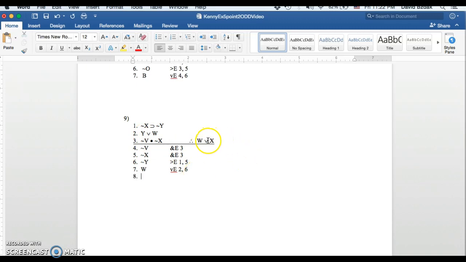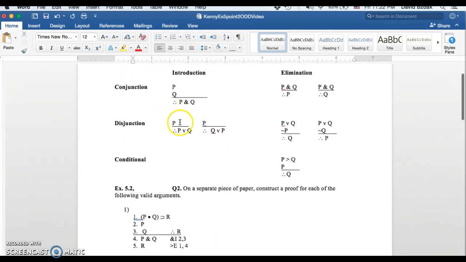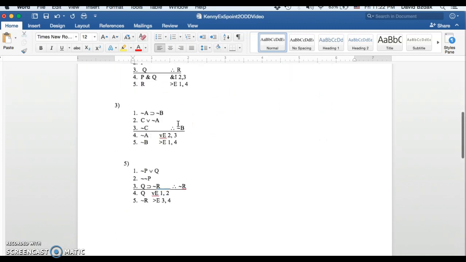Now remember, this conclusion is a disjunction. So the disjunction introduction rule allows us to put any sentence we have into a disjunction with any other sentence. So we had W, so we can put that into a disjunction with X by disjunction introduction. And that's only one number, 7, because that's all we needed, right? The disjunction introduction rule requires only one input, so it's only going to have one number after it.